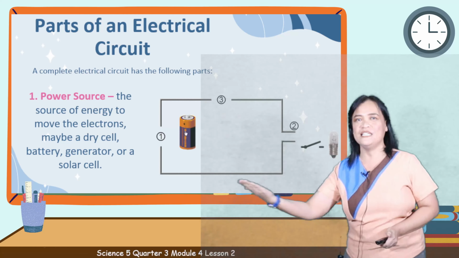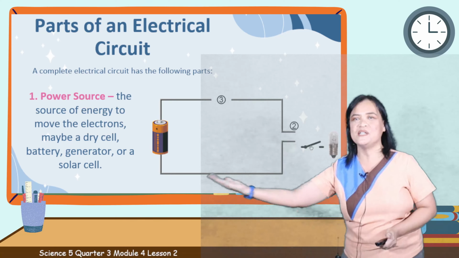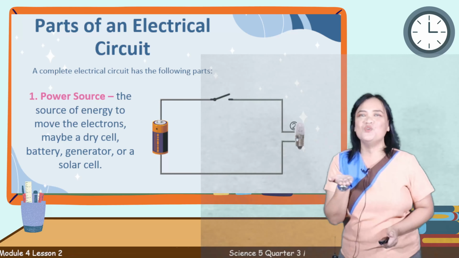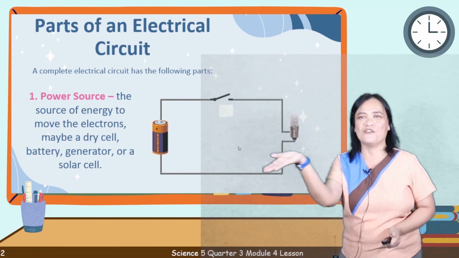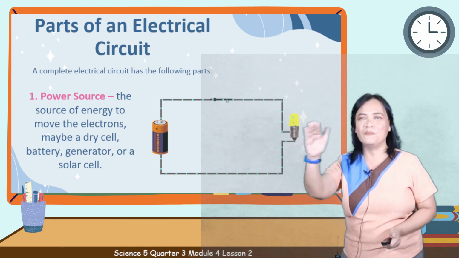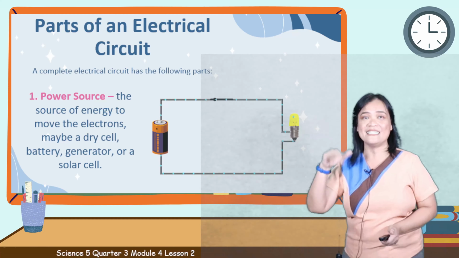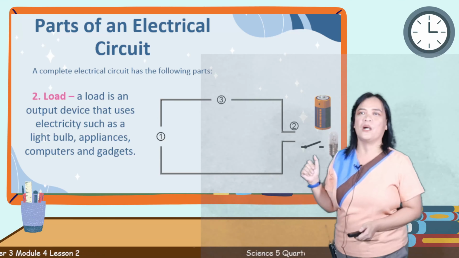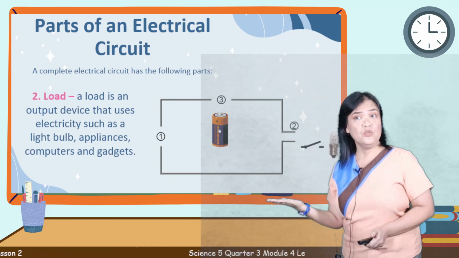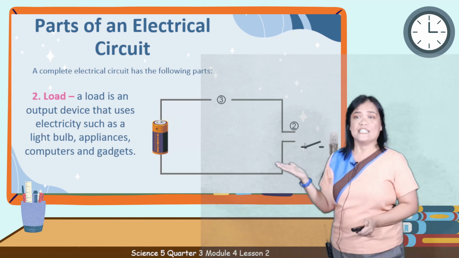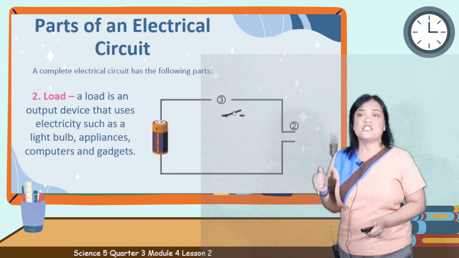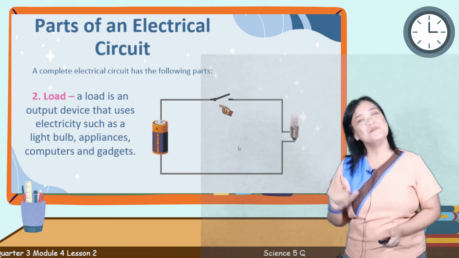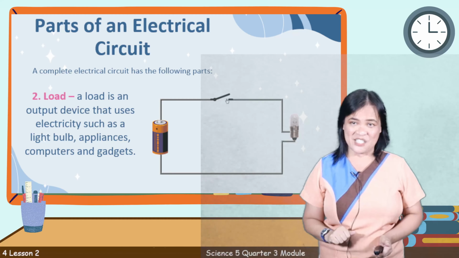So look at our diagram there. 1 moving there, that is power source. The 3 is the switch, and 2 is the bulb. So if you close that, it is complete, and there's a light, a switch. And then we move on to the next part, the load. A load is an output device that uses electricity, such as a light bulb, appliances, computers, and gadgets.